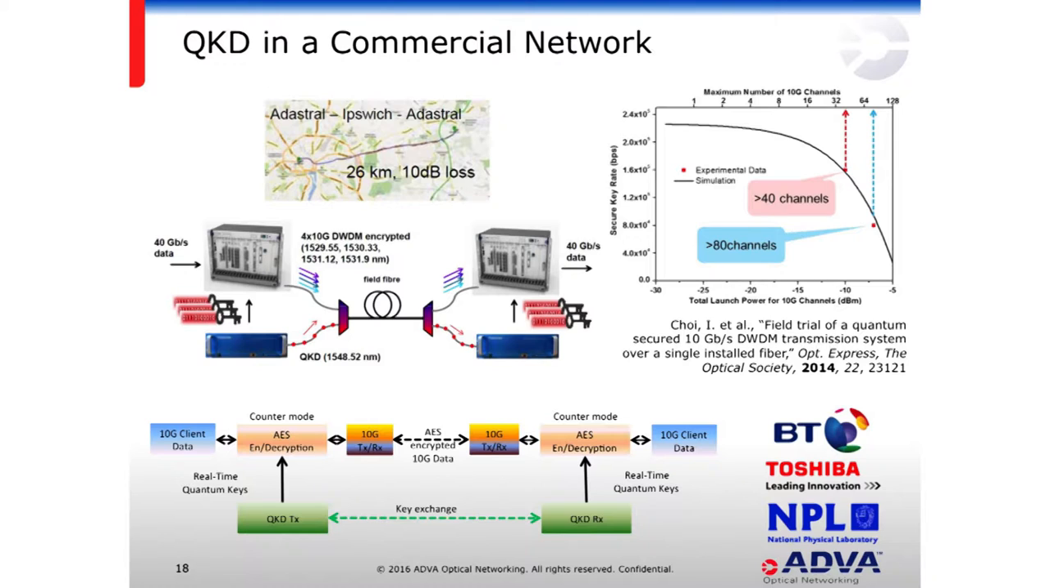And then we estimated how many channels you can transmit and what would be the final key rate, and that's something you can see on the right graph. So if you scale up to 4 channels, to 40 channels or to 80 channels, you still can achieve a reasonable key rate that's necessary for the key you need for AES encryption. So it just looks quite promising actually.